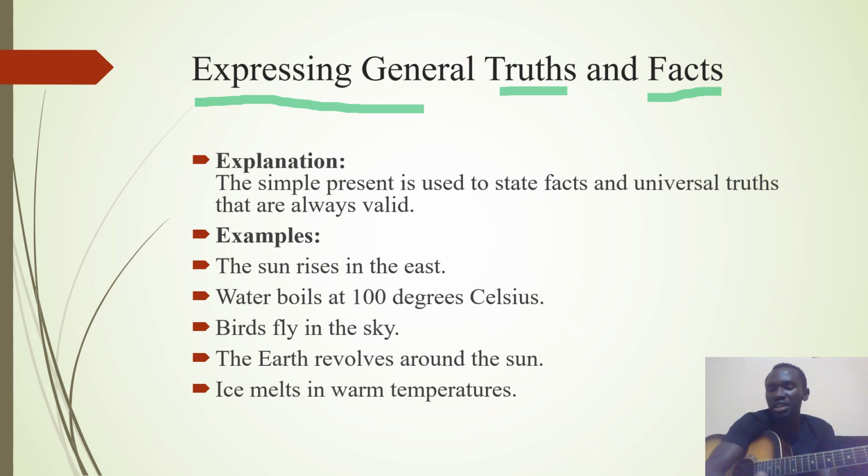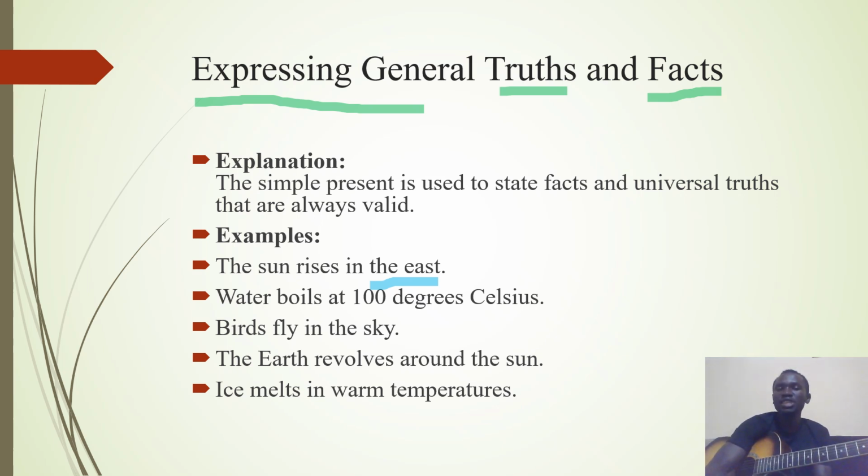You see, the first example is talking about where the sun rises from. The sun rises in the east. This is very, very common. None is going to tell you a different story. That means since it's something common, when you want to talk about it, you use simple present tense.